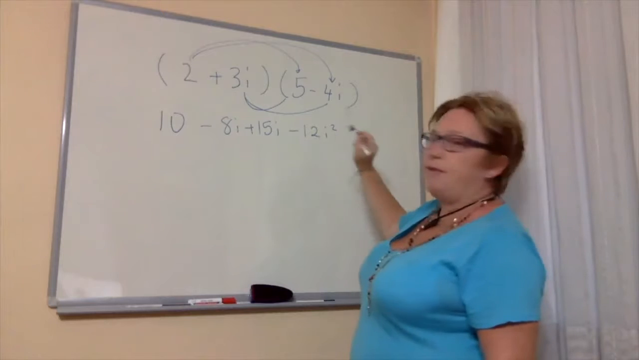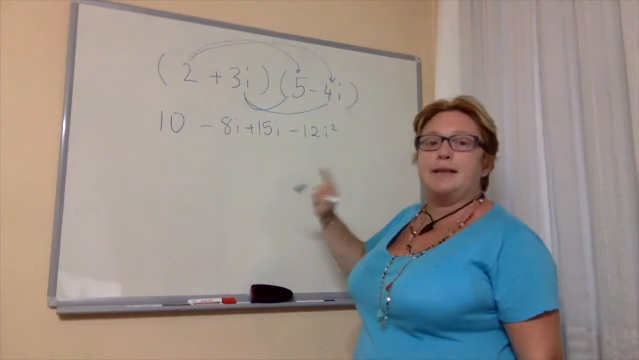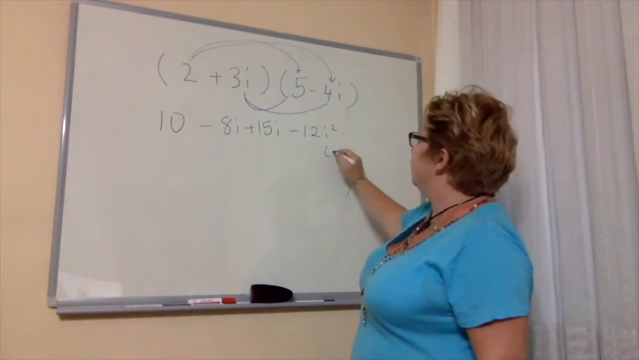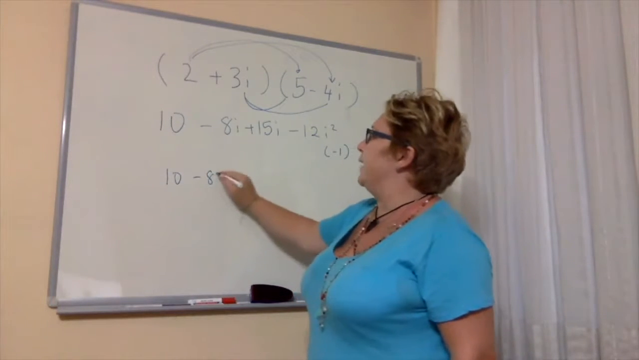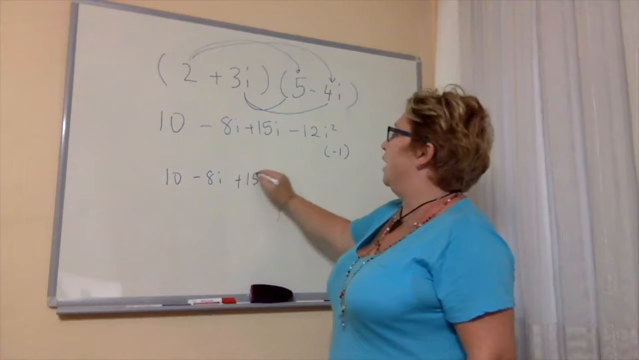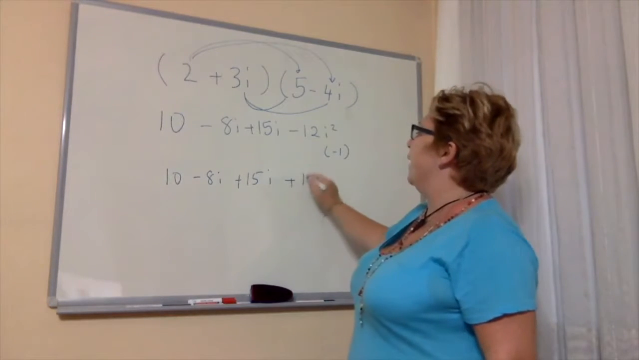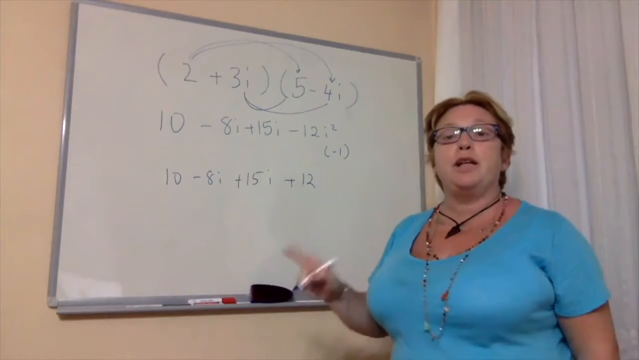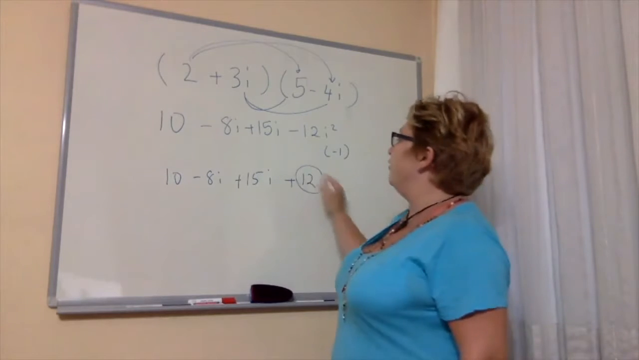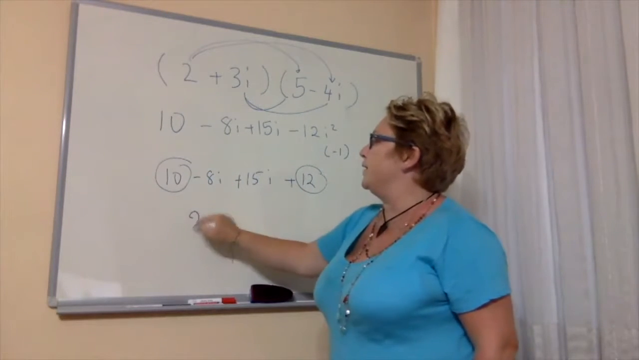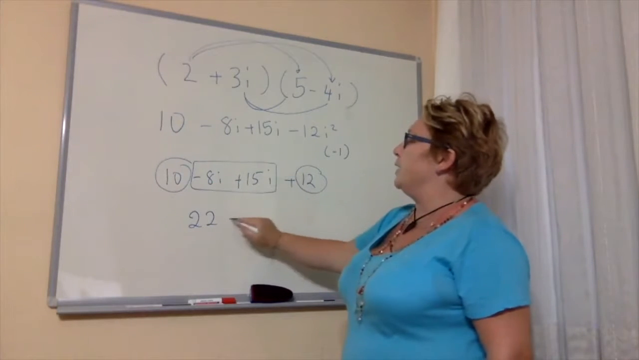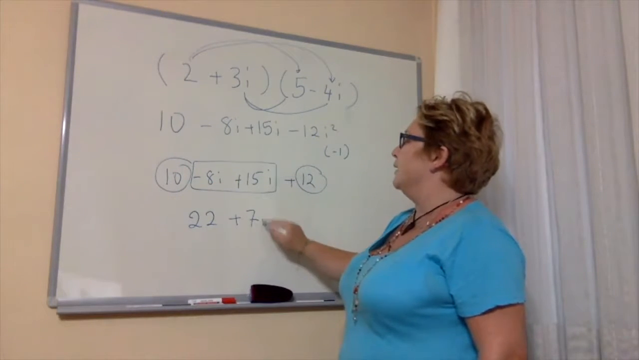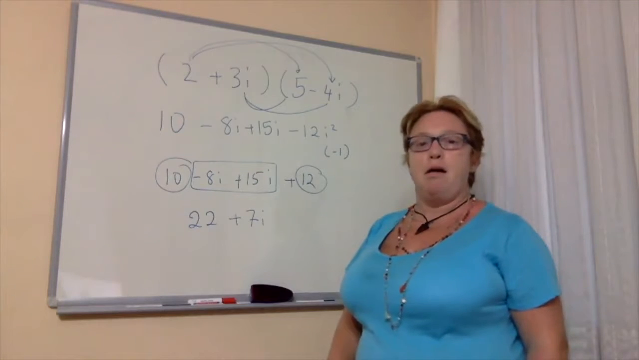And then instead of i squared, as we did in the last video, we plug in negative 1. So we have 10 minus 8i plus 15i plus 12. And then we combine the real parts as 12 plus 10, or 22. And we combine the imaginary parts and we get 22 plus 7i.